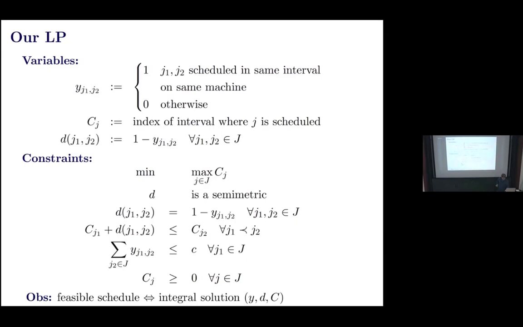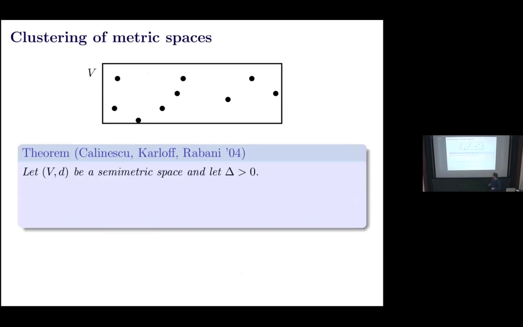But a natural question would be, what does it buy you that you have a metric? Well, it buys you that there are a lot of nice theorems that you may use without having to prove them. Here is one, and this really is something that should be in anybody's toolbox. This is the CKR clustering, by Calinescu, Karloff, and Rabani. They say the following: you have a symmetric metric space, meaning you have some elements and a metric on them, and you have some parameter delta.